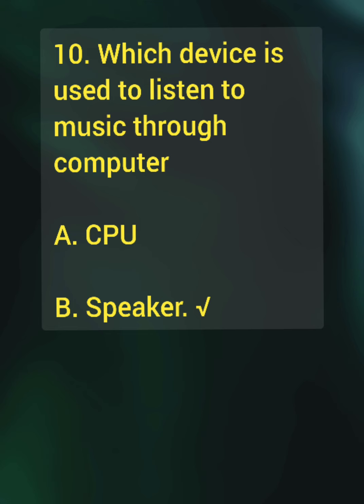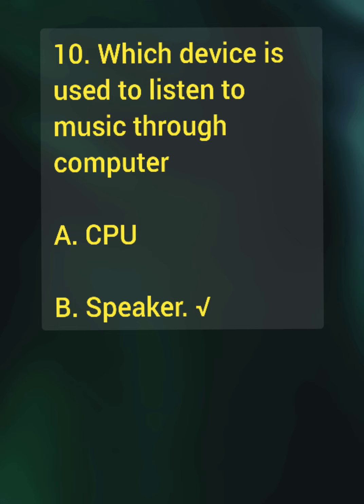Which one of the following is an input device? Option A is keyboard. Option B is monitor. The answer is option A, keyboard. Which of the following has an on and off switch? Option A is keyboard. Option B is joystick. The answer is keyboard.